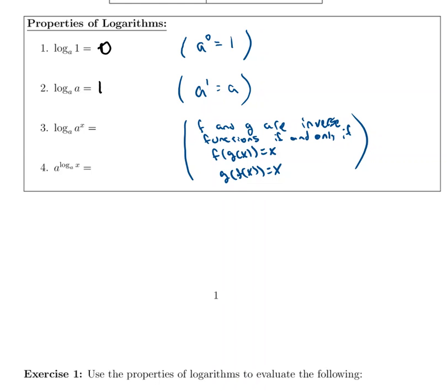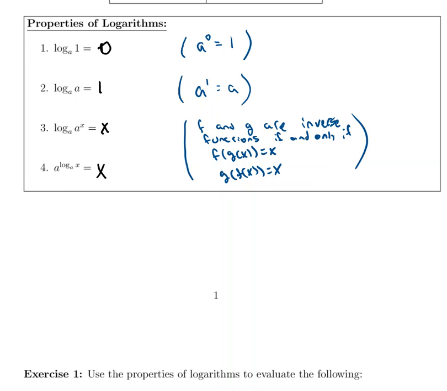Now, 3 and 4, you can think of these properties as coming from inverse functions. So if f and g are inverse functions, this is going to happen if and only if f of g of x is equal to x and g of f of x is equal to x. So whenever you compose inverse functions with each other, you should just get x back out. So since log base a of x and a to the x are inverse functions of each other, this should just give us back out x. Same thing with a to the log base a of x. Since a to the x and log base a of x are inverses, they should just give us back x.